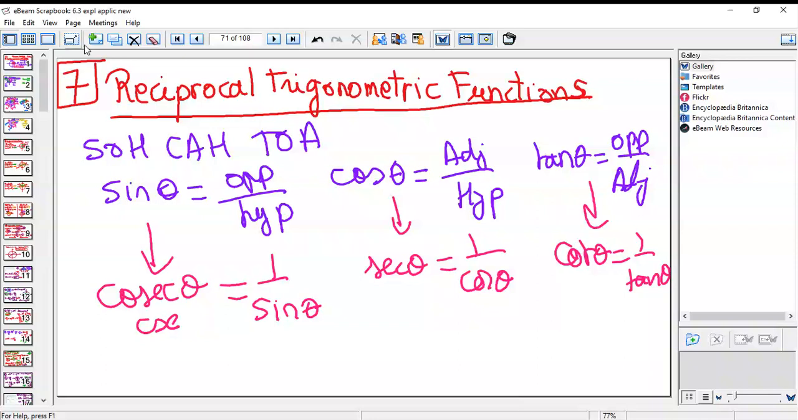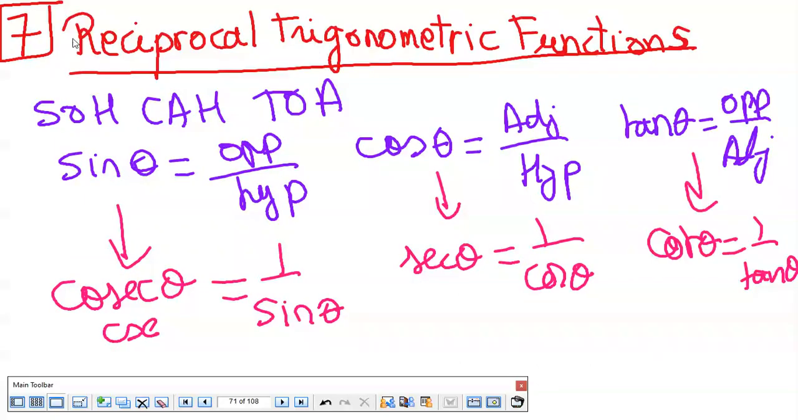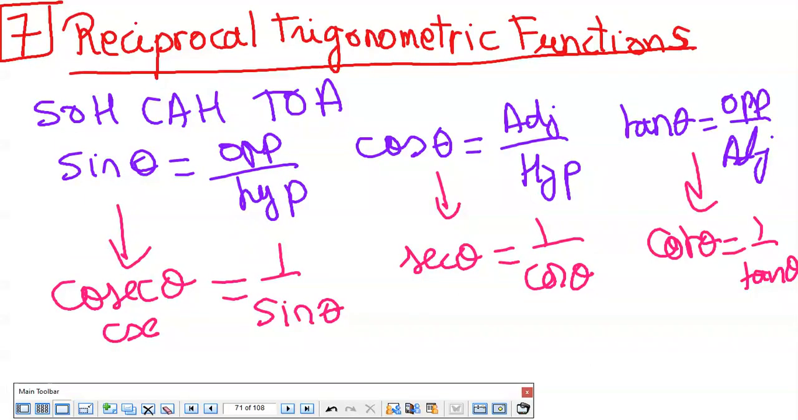Now we are in part 7, reciprocal trigonometric functions. You know already SOHCAHTOA, sine, cosine, tangent. When I say reciprocal, it means 1 over. So sine, you know that it's opposite over hypotenuse, cosine adjacent over hypotenuse, and tangent opposite over adjacent. What is 1 over sine? We call it cosecant. You can write it like this, cosecant or CSC theta.